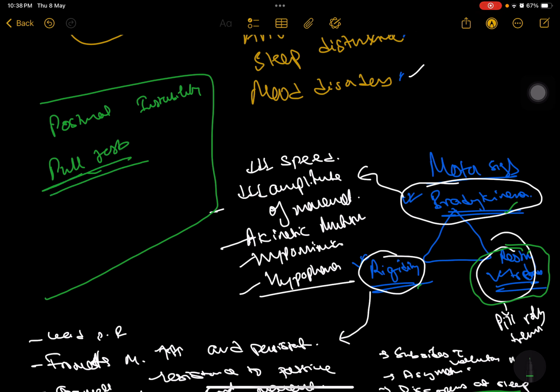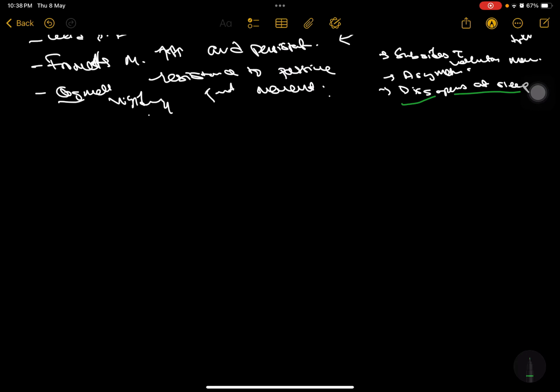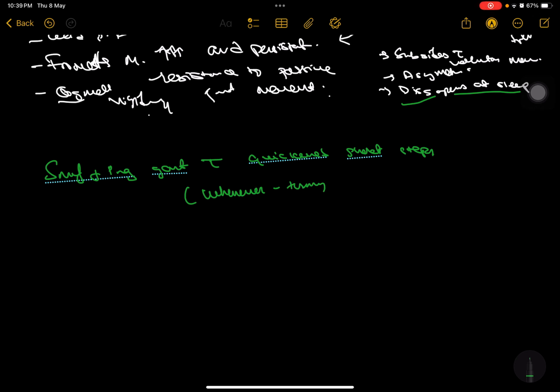And Parkinson's gait is a shuffling gait with quick and short steps. You have to write this in this language itself. It is a shuffling gait with quick and short steps. There is also an increased number of steps while turning around.